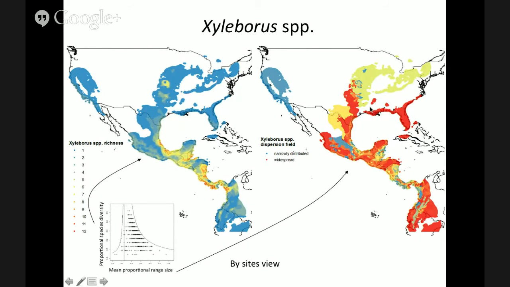Then, if we look at how widespread these beetle distributions are, you see a similar pattern, in the sense of using the range diversity plots: some sites have species that are narrowly distributed, in blue, and in red, those species that are very widespread.